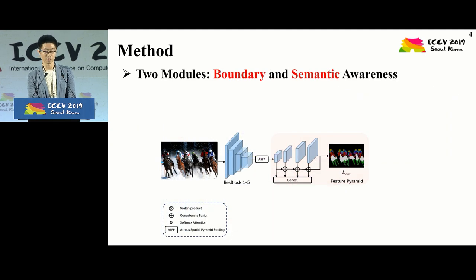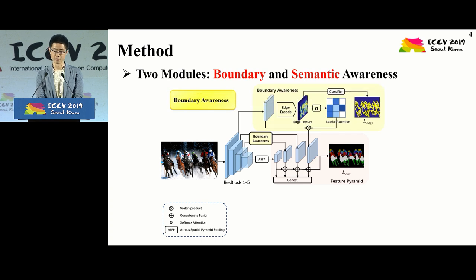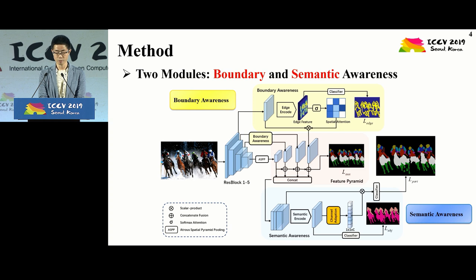To solve these two problems, we propose our method based on boundary and semantic awareness modules. Our method is based on conventional segmentation backbones, and we add the boundary awareness module based on the spatial attention mechanism, which was regularized by the boundary attention. And finally, with all these features, we use the semantic awareness module to incorporate the object segmentation information. And finally, the features are fused together to form the final output.